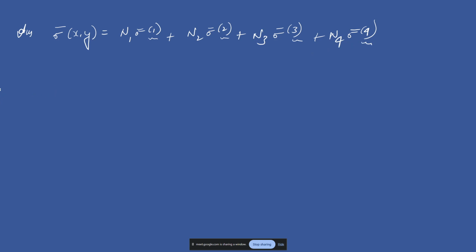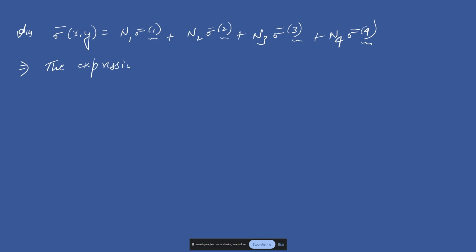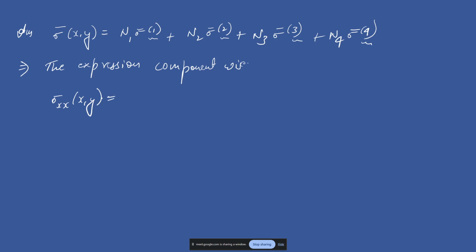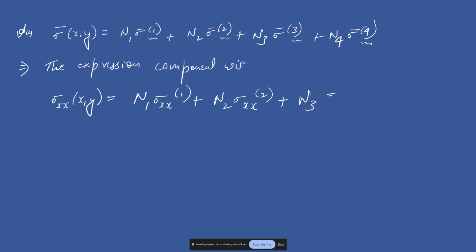So if you calculate the expression component wise, the answer you will get is sigma xx of x comma y, which is given by N1 sigma xx 1 plus N2 sigma xx 2 plus N3 sigma xx 3 plus N4 sigma xx 4.